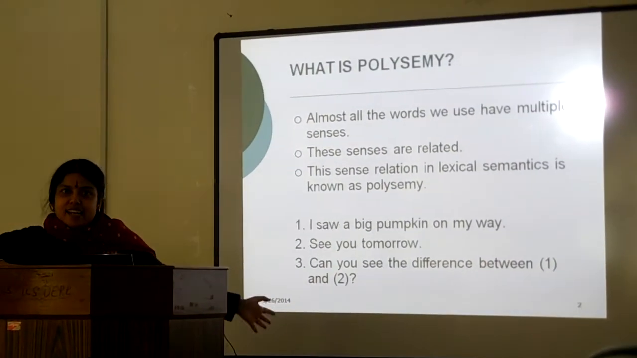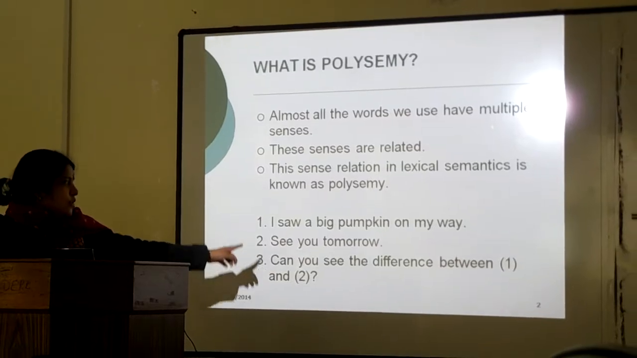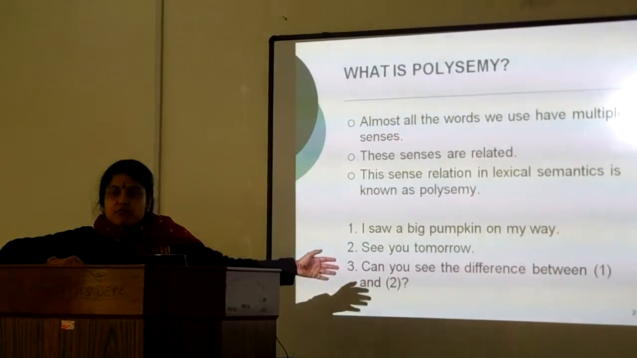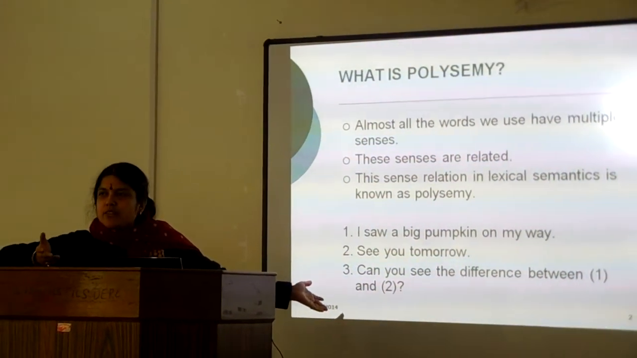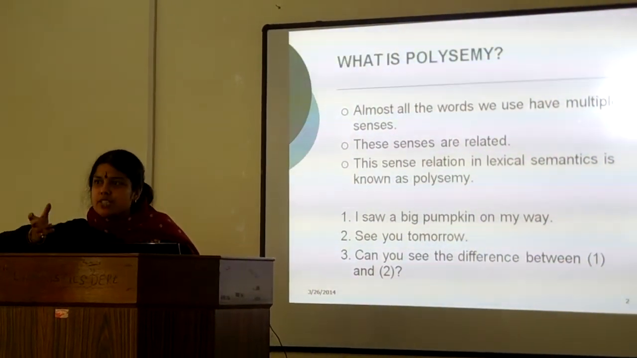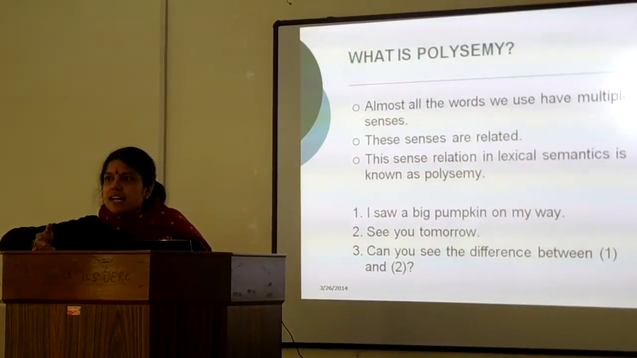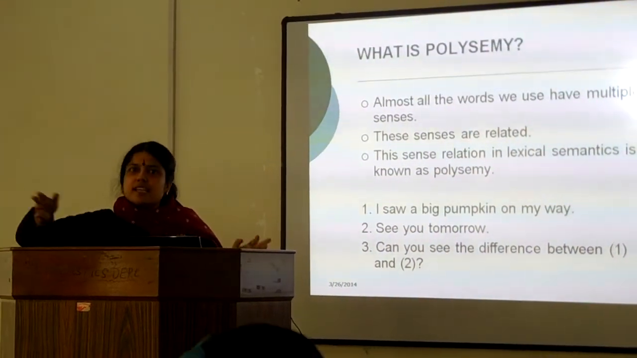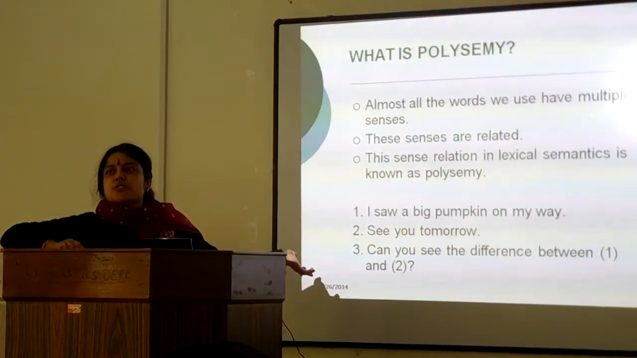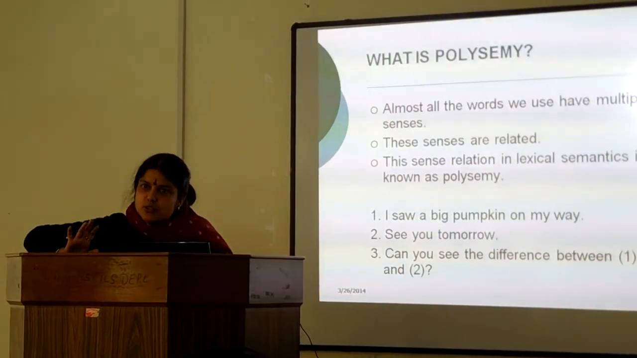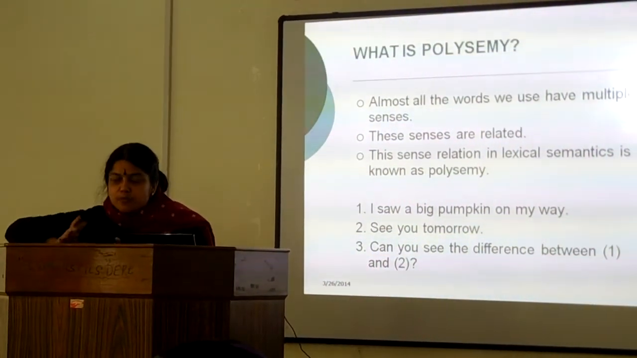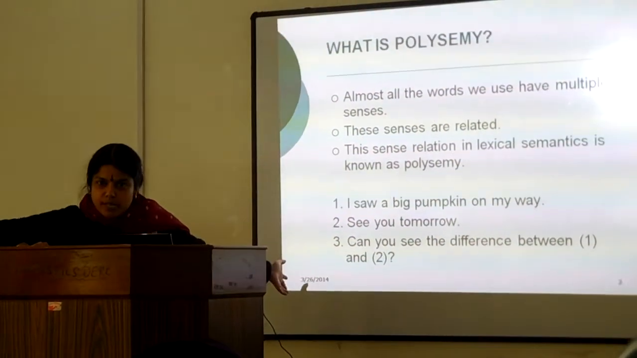This is also another example sentence, and I'm also asking you to see the difference between these three uses of the verb see. The first is see as a perception verb, that we see something. I see you, I saw a big audience here, I saw some group of students coming. The second is see you tomorrow. See you tomorrow means here I will meet you tomorrow, not literally in the sense of I perceive you as an object. Can you see the difference between 1 and 2?